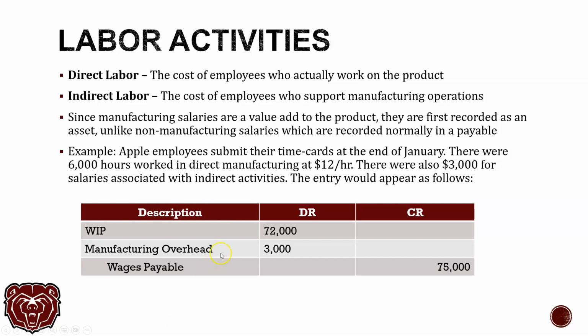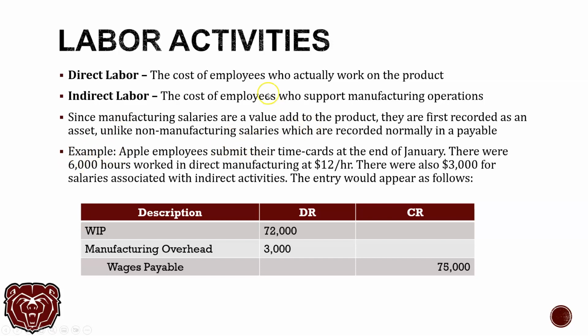We consider manufacturing salaries to be a value add to the product. We record them as an asset. Unlike non-manufacturing salaries, which are recorded normally in a payable. So if you think about the admins that are sitting at the desk, they go straight to your selling and general administrative expenses. They do not go to the manufacturing salaries. They're not adding value to the manufacturing process. And that's what we're trying to do here with this direct and indirect labor, is we are saying these types of items add value directly to our product. So we're going to include them in the cost, and we're going to include them in the asset.